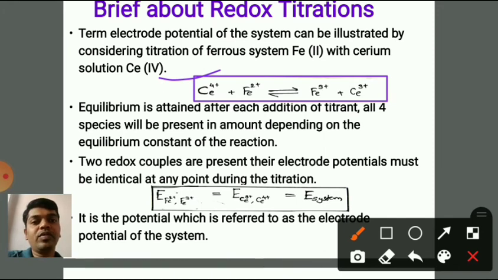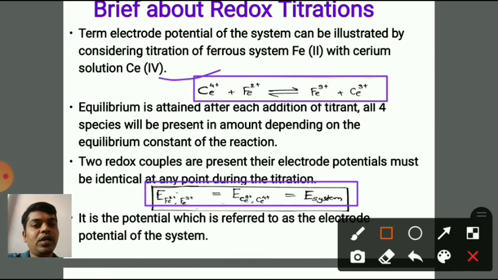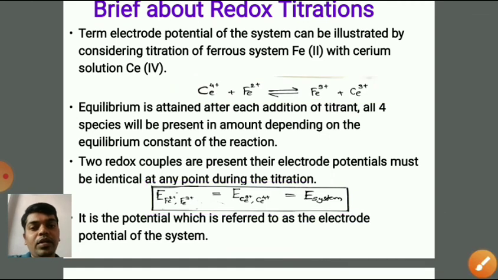All four species will be present in amounts depending upon the equilibrium constant of the reaction. The two redox couples are present, and their electrode potentials must be identical at any given point during the titration. So these are the two redox couples, and their potentials are identical during the course of the titration. This electrode potential is referred to as the electrode potential of the system. So this is all about the redox titration.